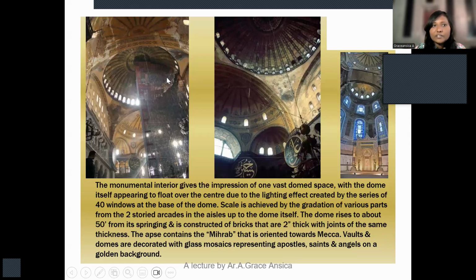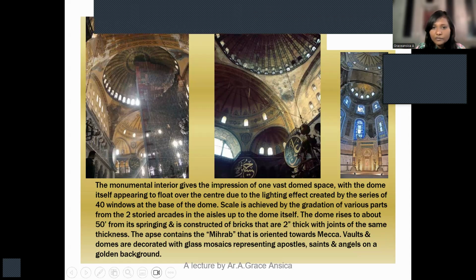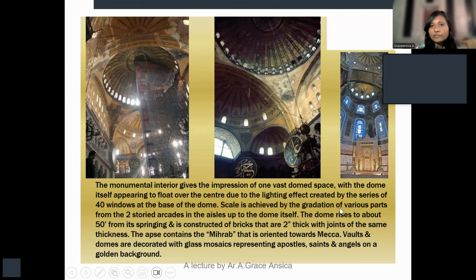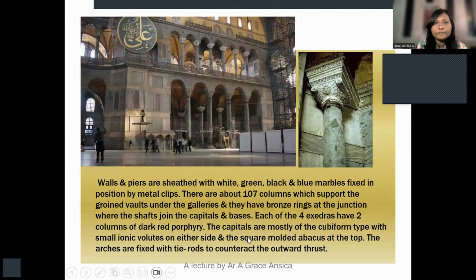You can see the picture of the dome with the rings of windows. There were almost 40 windows in the ring on top of it. They also had a gallery space on top of the aisle area. When it was a mosque, the apse was considered to be the mihrab, which was oriented towards the Mecca area. This is the interior surface.